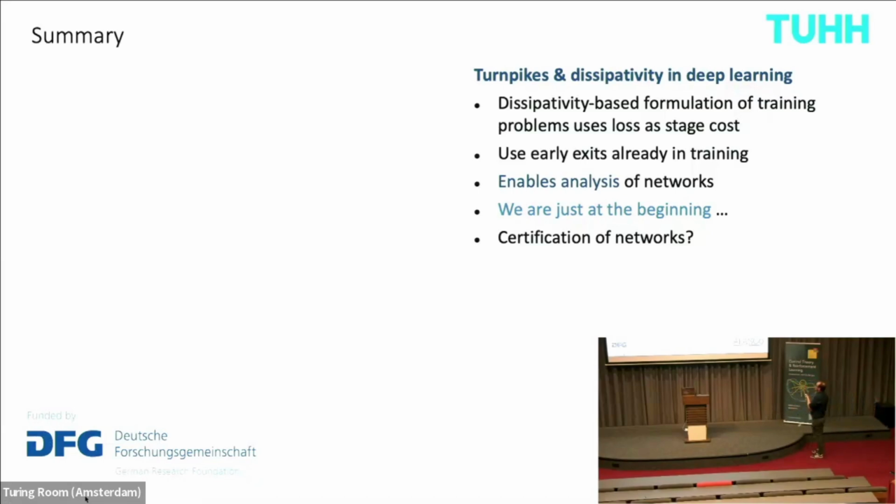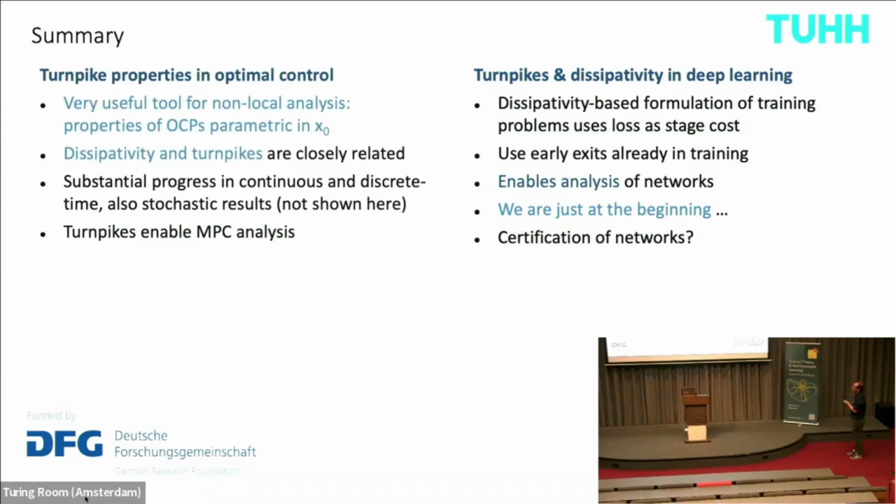But what it already does, it enables us the analysis. We're not yet there for certification. That is the next step. Under the hood, we have really unleashed these turnpike properties in optimal control, where we have this close link between dissipativity and turnpike. And here we use this insight to design dissipative training formulations. That is actually what we did.